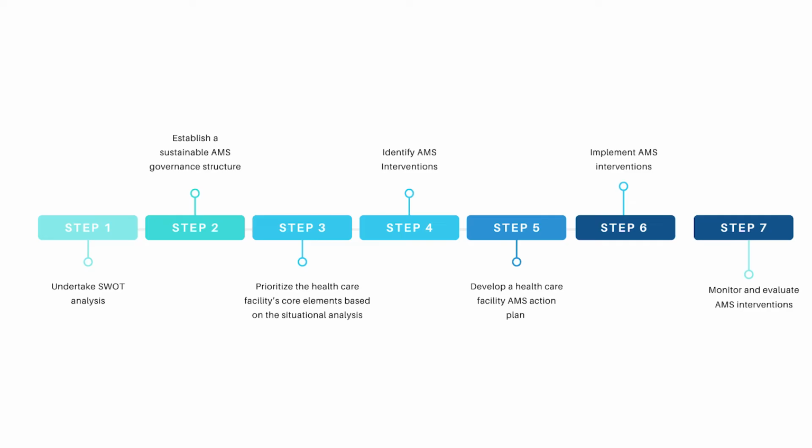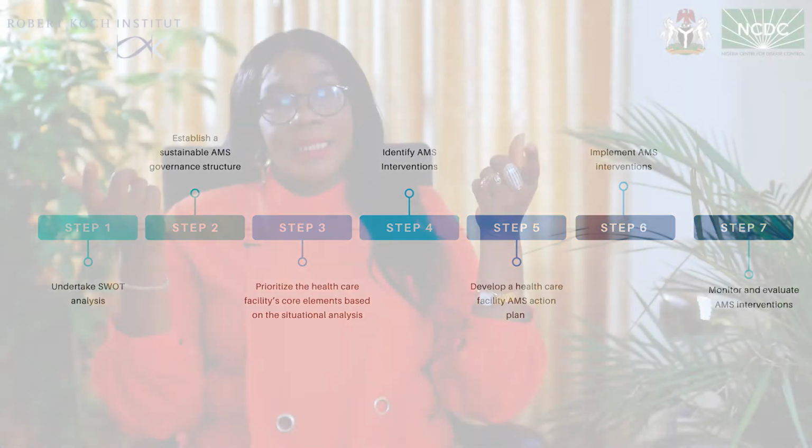The AMS team leader should be a physician who has a good knowledge of infection management and AMS. AMS team members should have clearly defined roles and responsibilities. That is the terms of reference. Other important stakeholders are the AMS champions and other healthcare workers who can participate in performing the stewardship interventions in the wards. Step 3, prioritize the healthcare facility's core elements based on situational analysis.